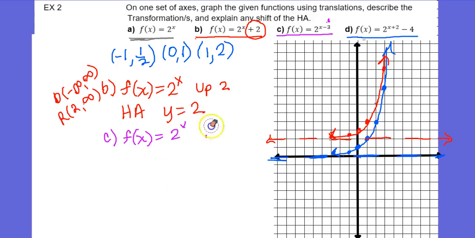And I need to put an R for right. Right 3. So it's going to push all the points to the right 3. So instead of 0, 1, we're now going to graph 3, 1. And then all the points will shift right 3.